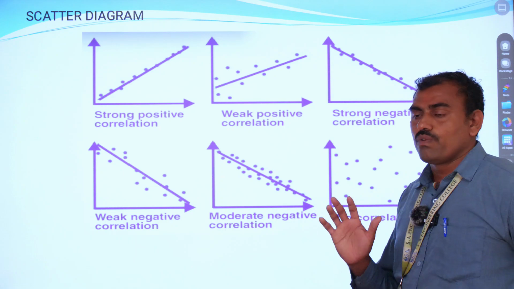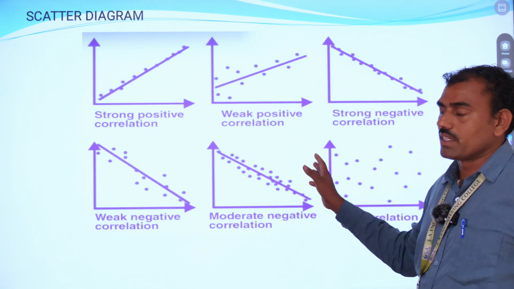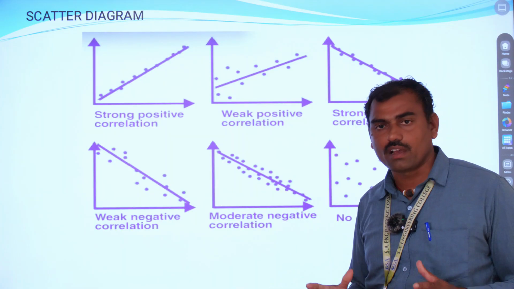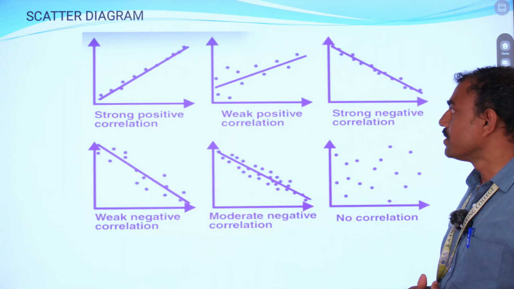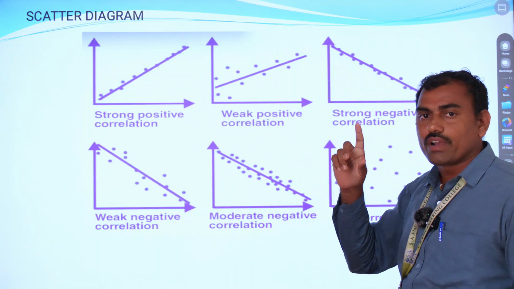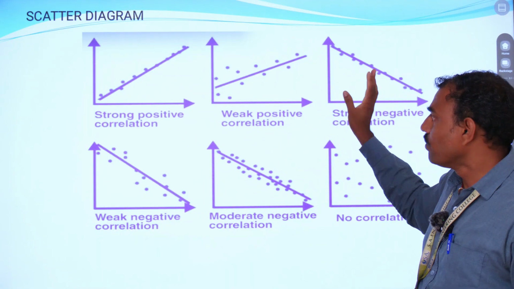So, four types of correlation methods are available. The first one is the scatter diagram. A scatter diagram is a graphical representation. Graphical means points are plotted in the graph, with each point representing the x and y variables.